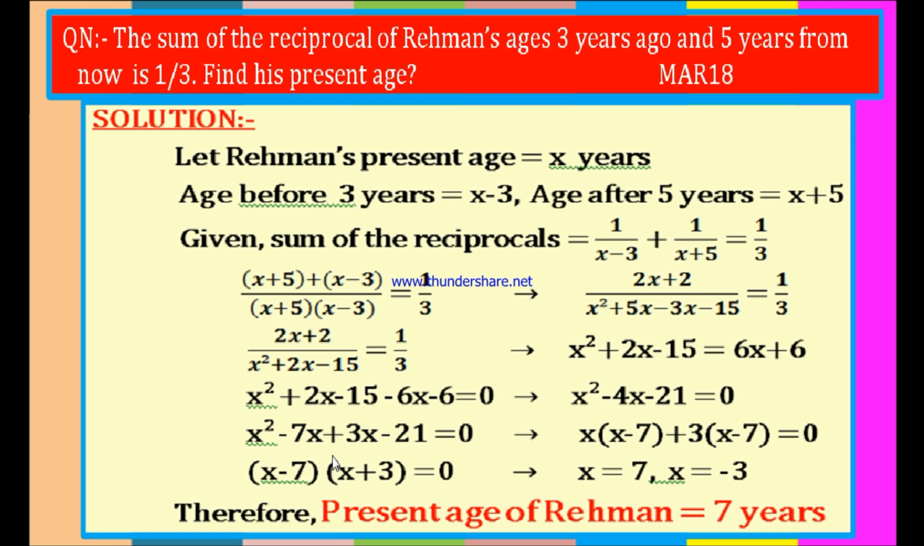Now if we equate x minus 7 to 0, then x is equal to plus 7. And if we equate x plus 3 to 0, then x is equal to minus 3. Since x is the age of Rahman, it should not be a negative number. Therefore the present age of Rahman is the positive value, which is equal to 7 years.